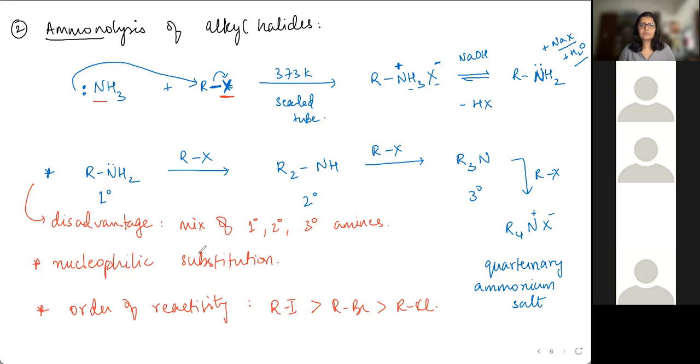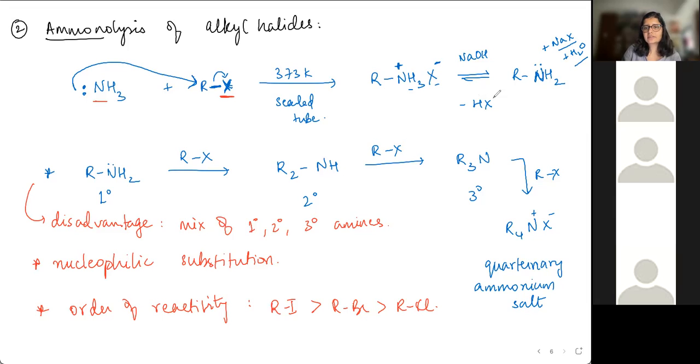So this is all about ammonolysis of alkyl halides. Simple, treat ammonia with alkyl halides. Ammonia acts as a nucleophile, attacks the alkyl halide and forms an ammonium salt. On treating this with a base, you have a small elimination going on. So you lose a hydrogen and a halogen to give you your amine.